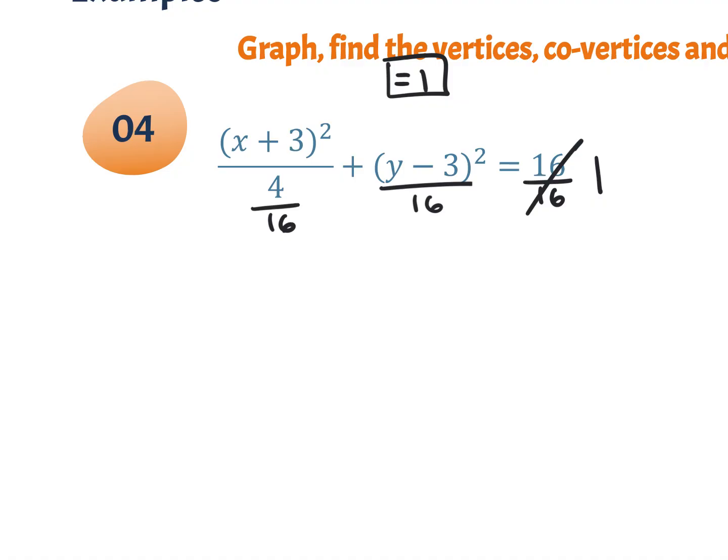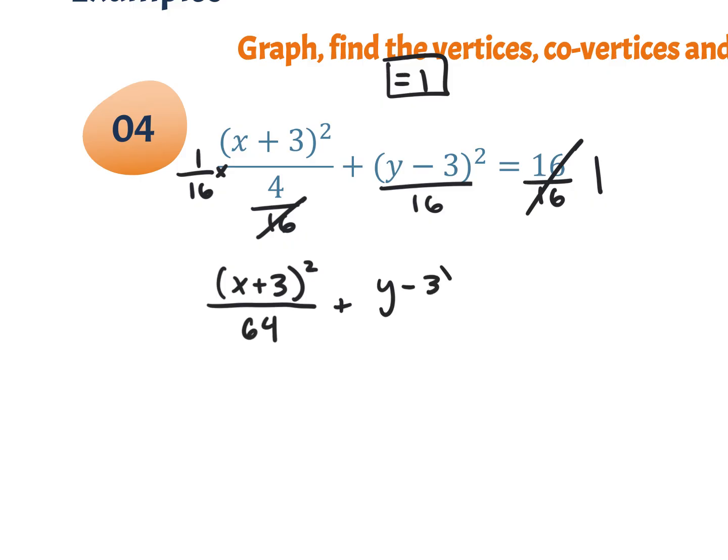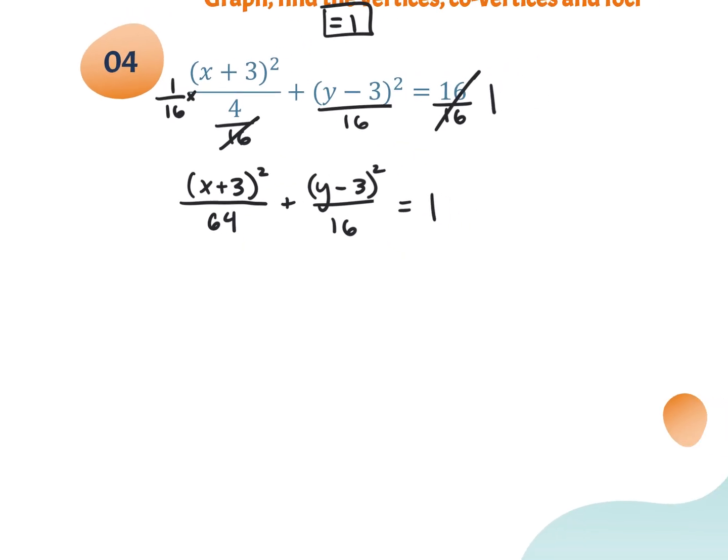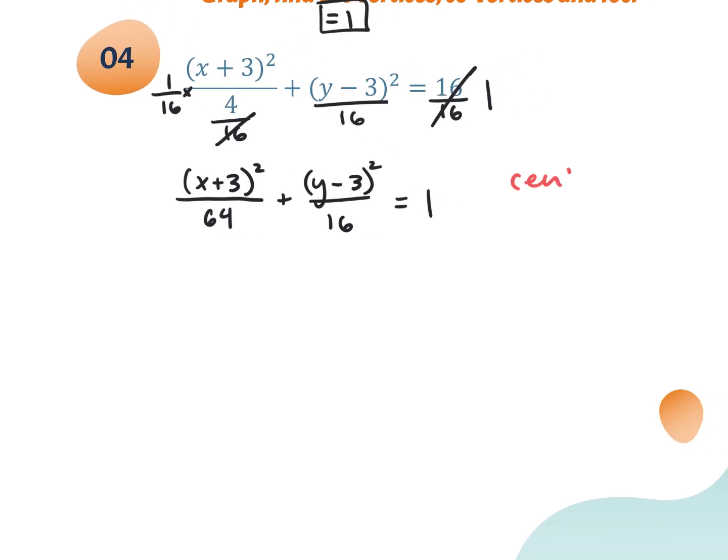For our first fraction that we have here, what do we do when we have a fraction in a fraction? Keep, change, flip. Perfect. So I'm going to change that 16 to be 1 over 16. We're going to multiply. So here we have x plus 3 squared over 16 times 4 would be 64. Plus y minus 3 squared over 16 equals 1. So now that it's equal to 1, we can go ahead and find everything for our ellipse. We can start with the center. What would our center be here?